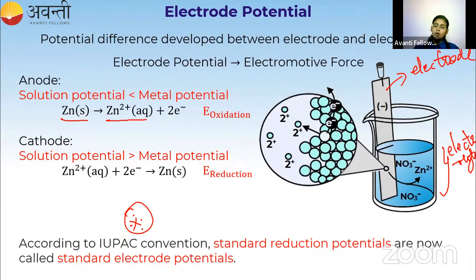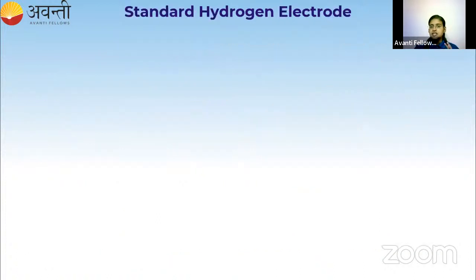Now, next I'm going to discuss a few things about the standard hydrogen electrode, which is called the SHE electrode. So what is meant by standard condition? Standard means standard temperature and pressure should be there. What is the standard temperature value and the standard pressure value? Standard temperature means 298 Kelvin and standard pressure means 1 bar.